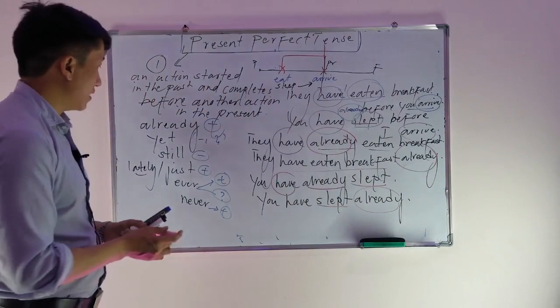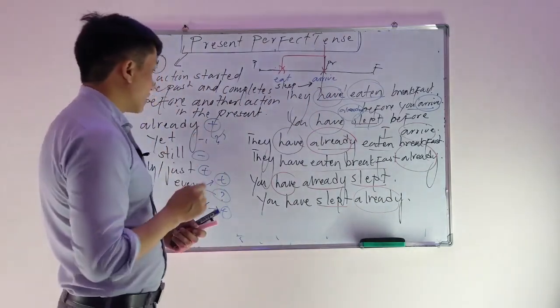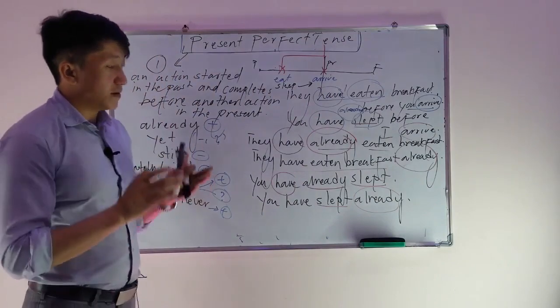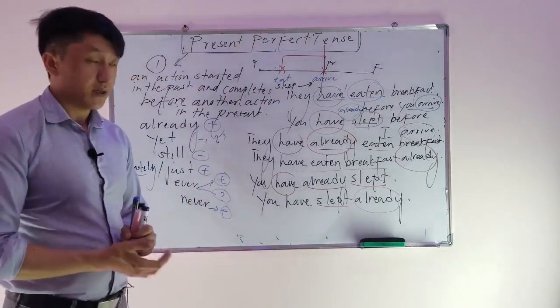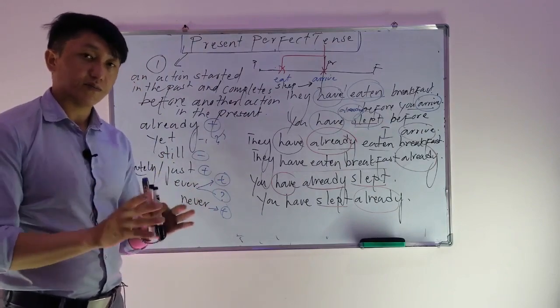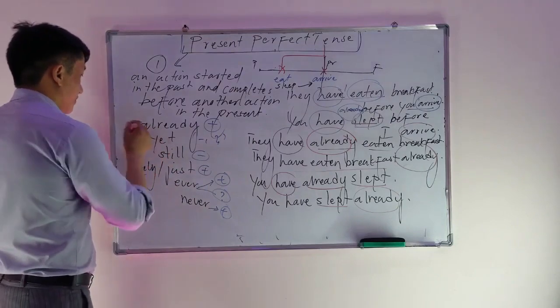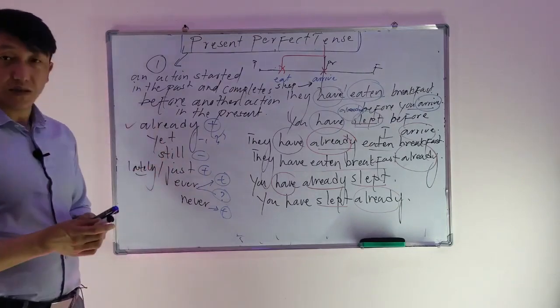So let's say it again. Already is used with a positive sentence, and here it has two positions. It can come after the auxiliary verb, before the main verb. It can also come after the main verb if there is not any object. If there is an object, it comes after the object. So we are done with the first one, already. Let's go and talk about the second one, yet.